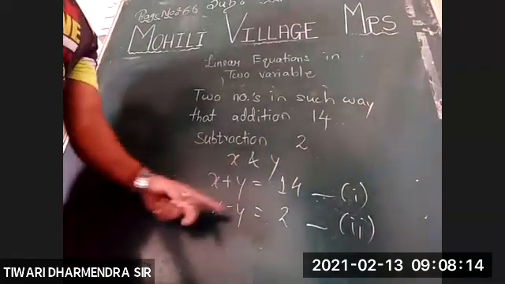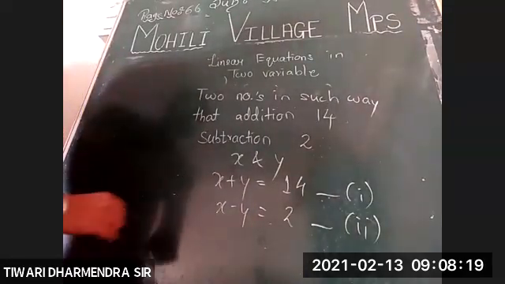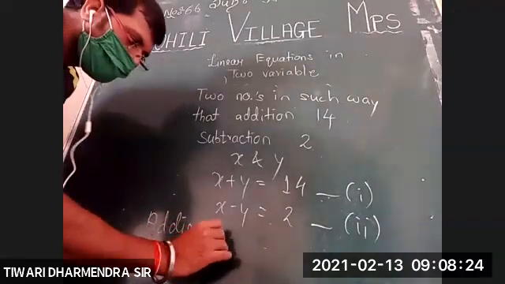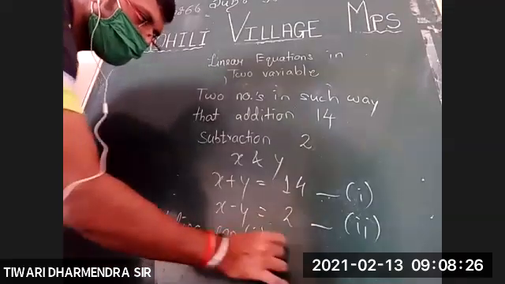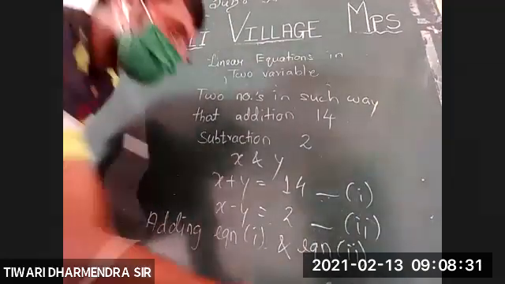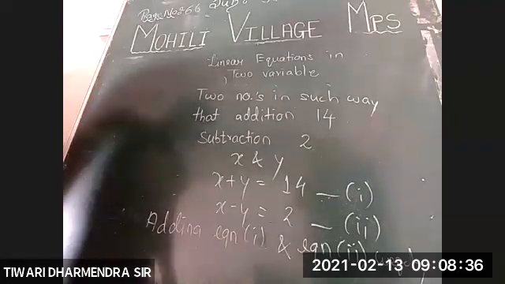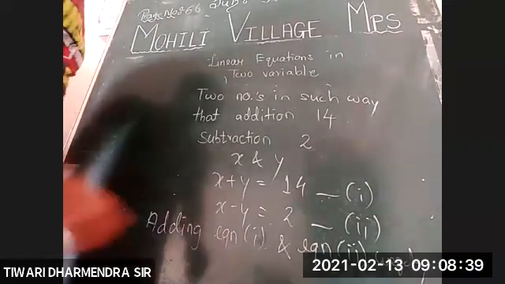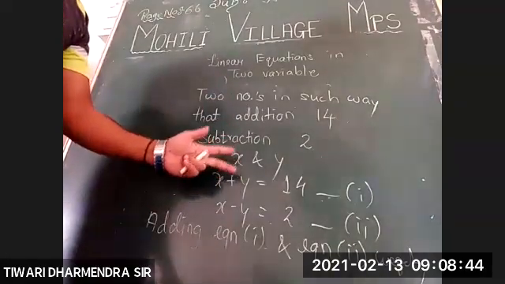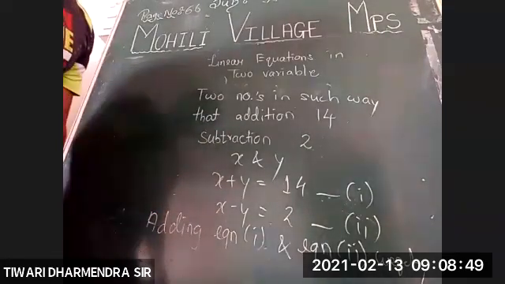So if we add these two equations, adding equations 1 and 2, what do we get from here? We can add vertically as well as horizontally. I will teach you both the methods.